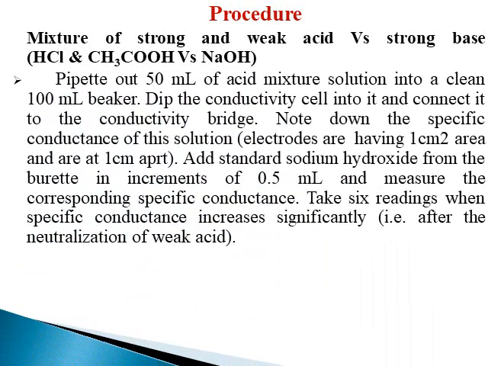During the reaction, you have to pipette out 50 ml of the acid mixture solution into a clean 100 ml beaker. You can choose any volume, 50, 100, 200 and so on. Now the conductivity cell, that is the platinum electrode, is dipped into the solution, and sodium hydroxide is added from the burette in 0.5 cc increments, and the specific conductance of the solution is noted. Now how does the conductivity change in the solution?